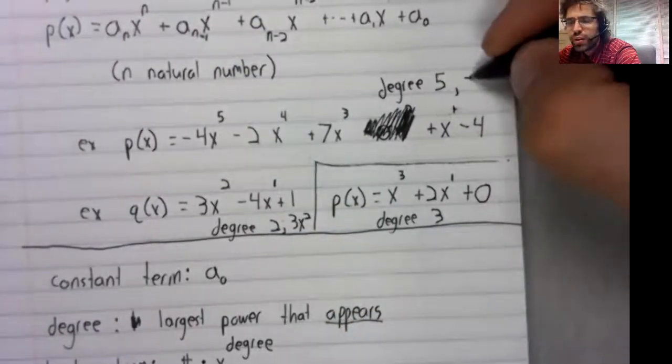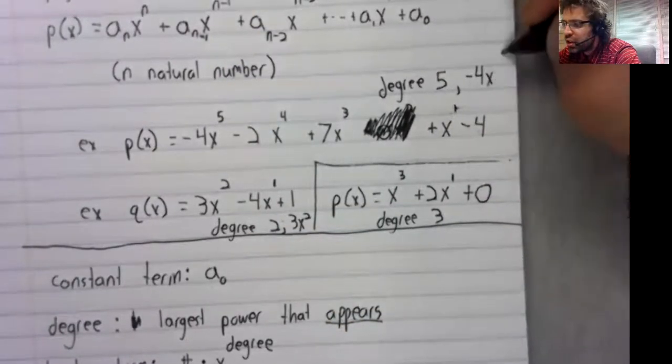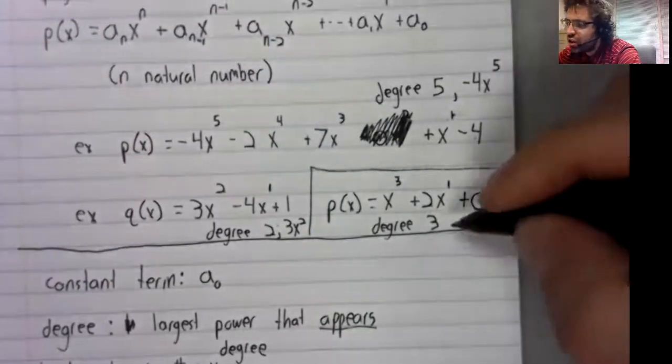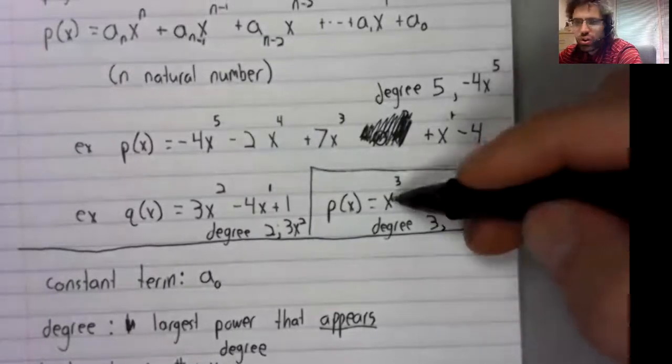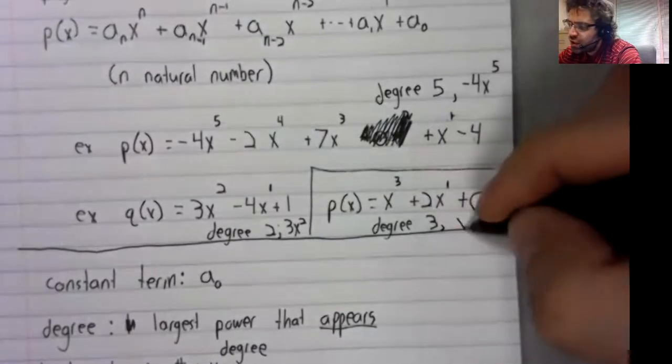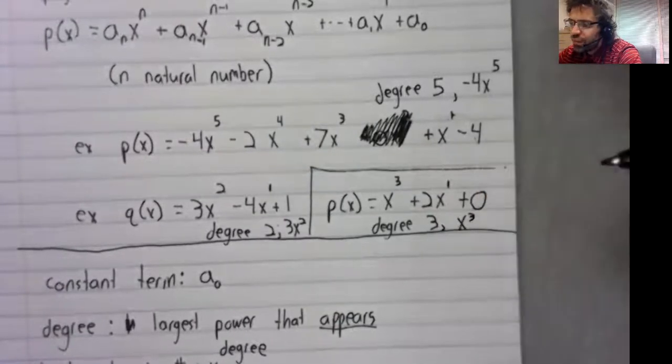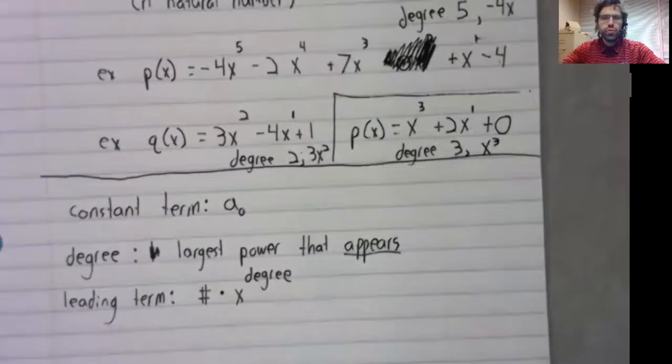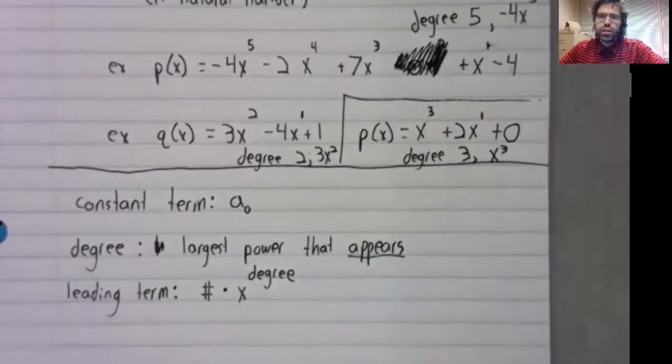Here the degree is 5, and the leading term is -4x to the 5th. Here the degree is 3, and the leading term is x cubed. In the next video, we'll see how the leading term affects the graph of the polynomial.